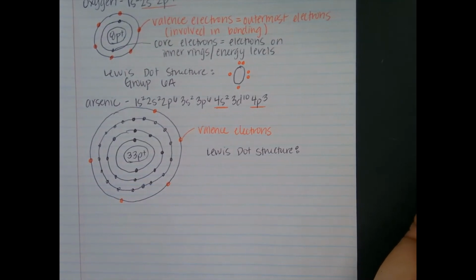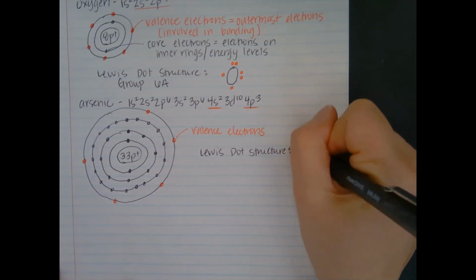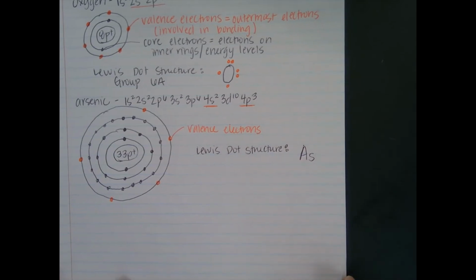To just show valence electrons. And the reason why we care about the valence electrons specifically is because when we get to ionic and covalent bonding, it is what determines how it bonds. So arsenic is capital A, lowercase s.